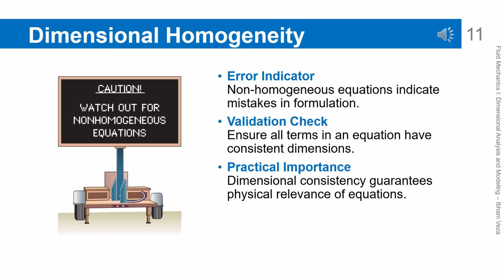Dimensional homogeneity. Dimensional homogeneity means that every term in an equation must have the same dimension. If one term has a different dimension, the equation is physically wrong, even if it looks numerically reasonable. This principle becomes a quick checking tool to validate derived or used equations. In engineering practice, many conceptual errors can be detected simply by checking dimensional consistency. Therefore, dimensional homogeneity is a mandatory requirement for physically meaningful equations.